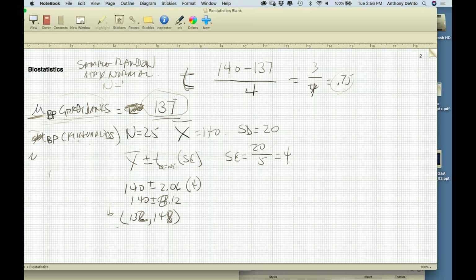Okay? Let's change this now. Let's say this turned out to be 120 instead of 137. Well, now, 140 minus 120, okay? How many standard errors apart are these? 140 minus 120 is 20, divided by 4. They're 5 standard errors apart. Right? So, in one case, the number of standard errors apart is 0.75. In the other case, the t is equal to 5 standard deviations apart. Well, what does that mean to us?